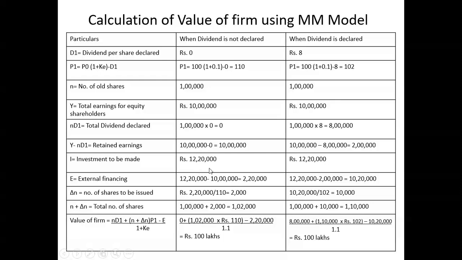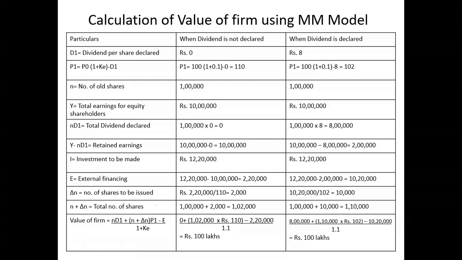Here they have taken from outside 12, here that is already available. External financing of 2 lakh 20,000 he has taken here, and 10 lakh 20,000 here. So the number of shares to be issued is 2,000 here and 10,000 here. So the total number of shares is 1 lakh 2 thousand here and 1 lakh 10 thousand here. Obviously the value of the firm is 100 lakhs in both the cases.